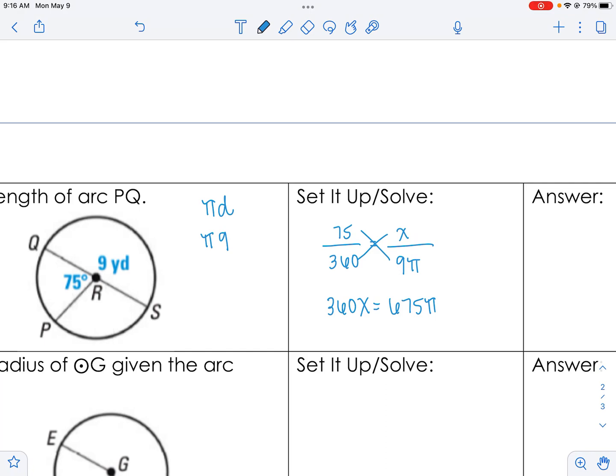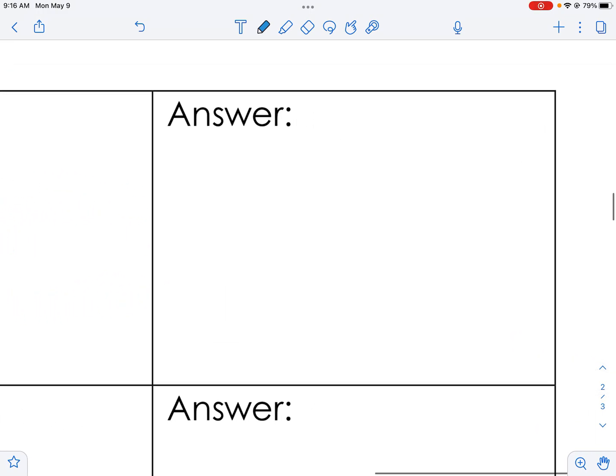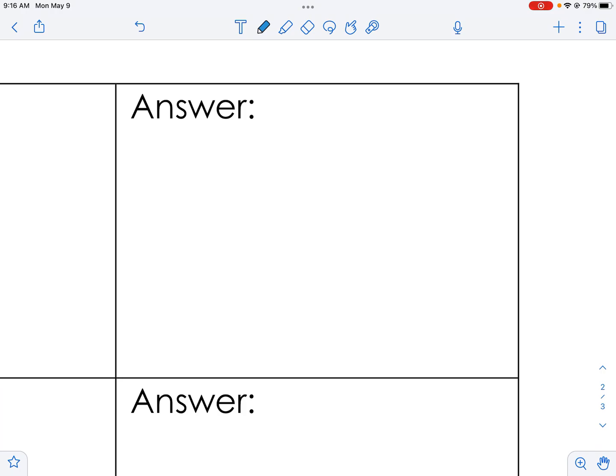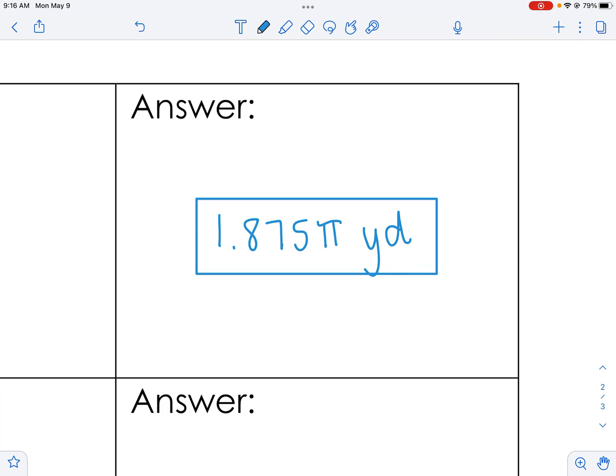So then to find x, I'm just going to do 675 divided by 360, and I get that the length of that arc is 1.875, but I need to be careful because it's 1.875 pi, and my units would be yards. That's it.